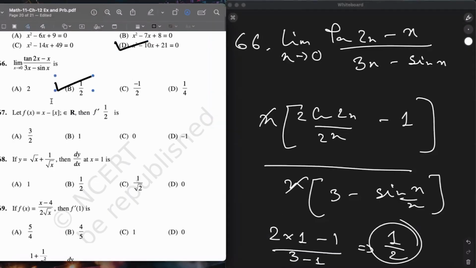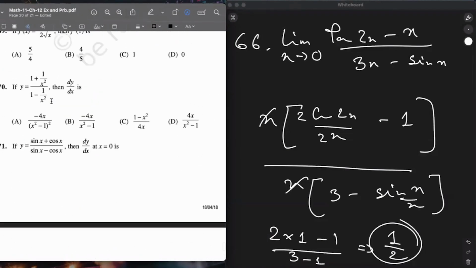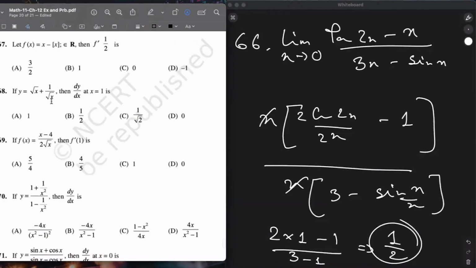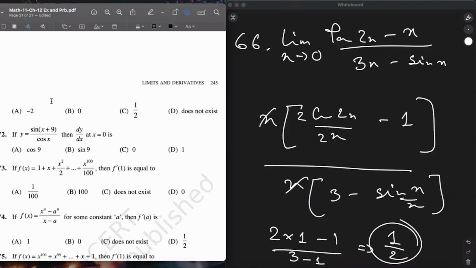66th ka B. So next up we have till question number 80. So 14 questions are left. These I'll do in the next session.